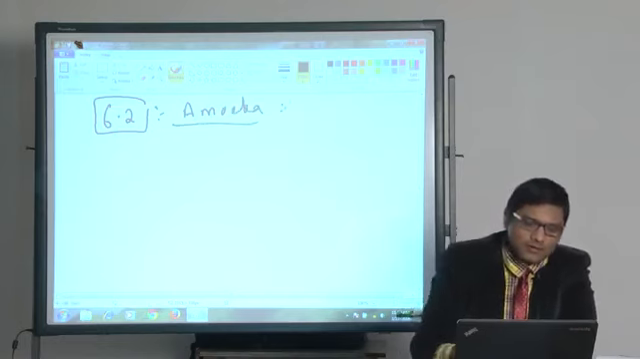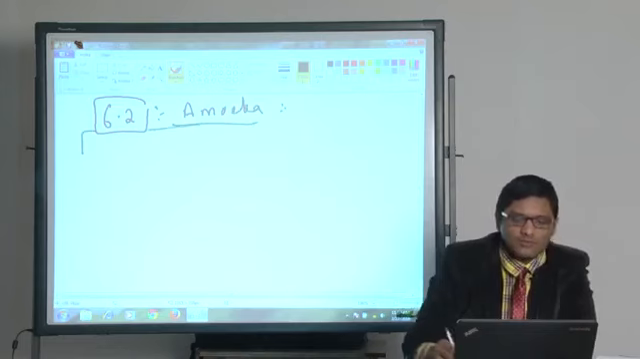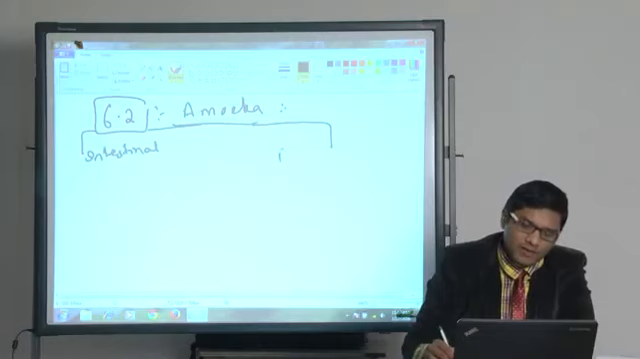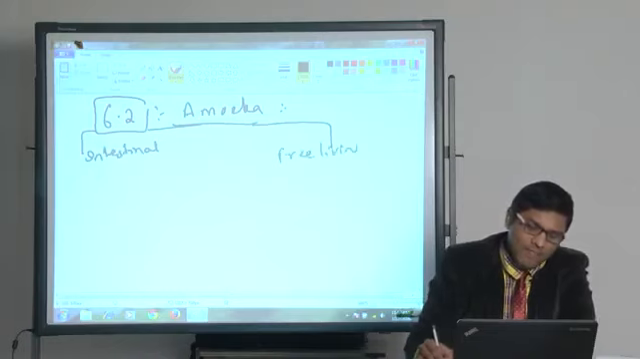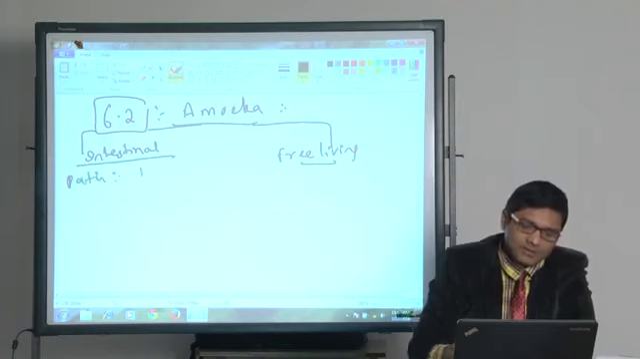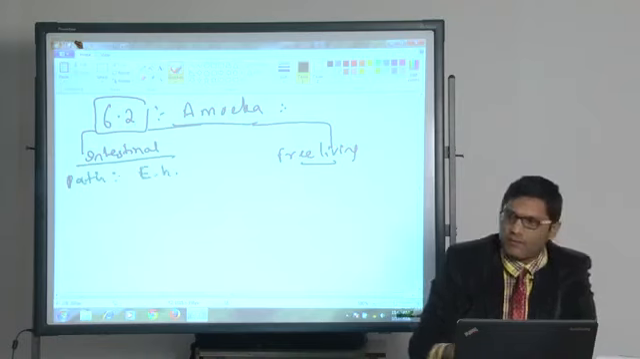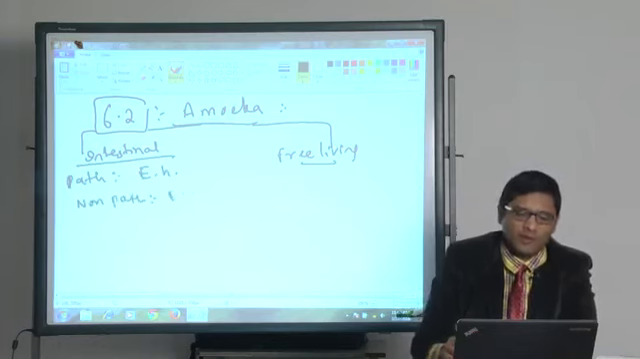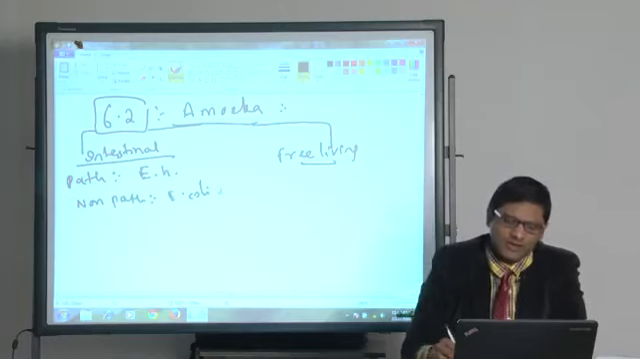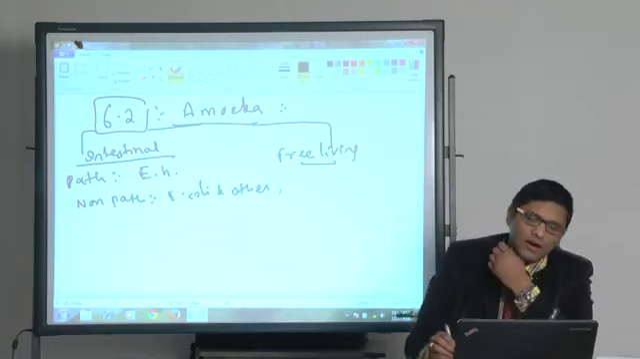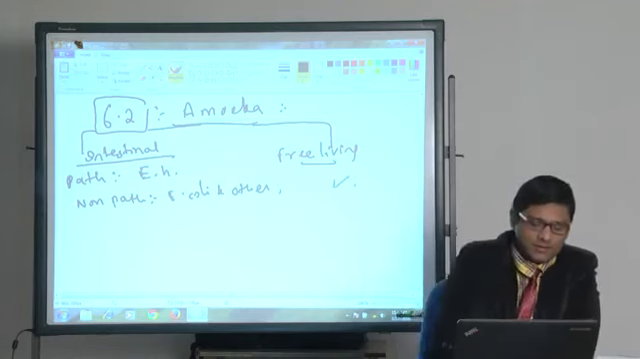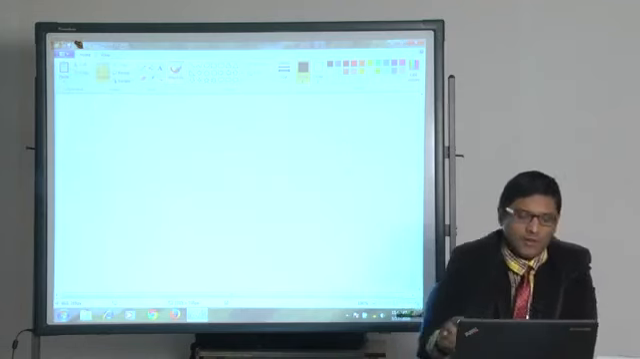Amoeba broadly they are categorized into intestinal amoeba and free living amoeba. Intestinal amoeba pathogenic is Entamoeba histolytica. Non-pathogenic is Entamoeba coli, and also there are various other non-pathogenic amoeba available. Free living I will discuss a bit later. So, now let us start Entamoeba histolytica.